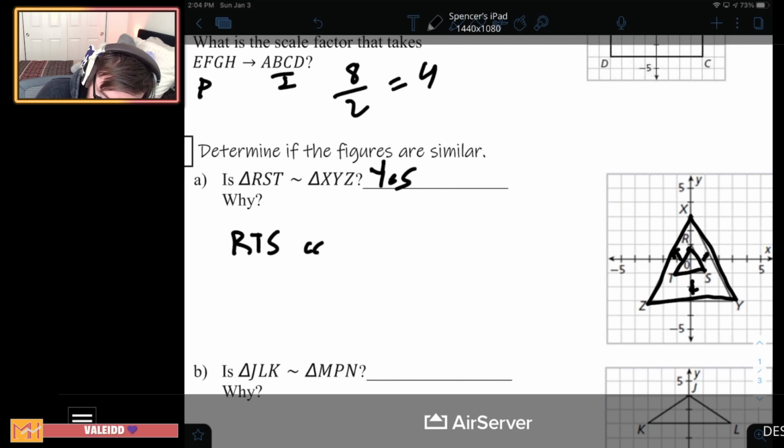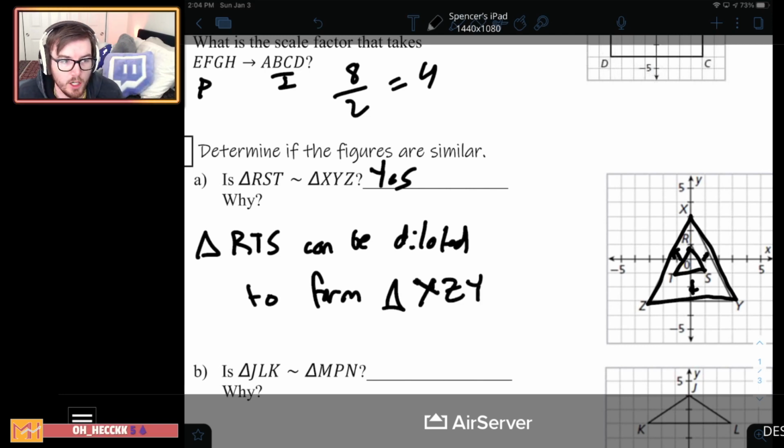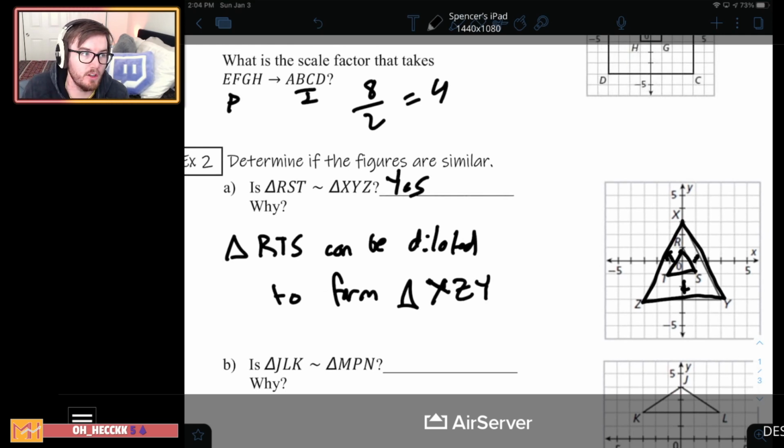RTS can be dilated to form triangle XZY, right? We can take that small triangle on the inside and blow it up, and all of a sudden we'd have the big one.